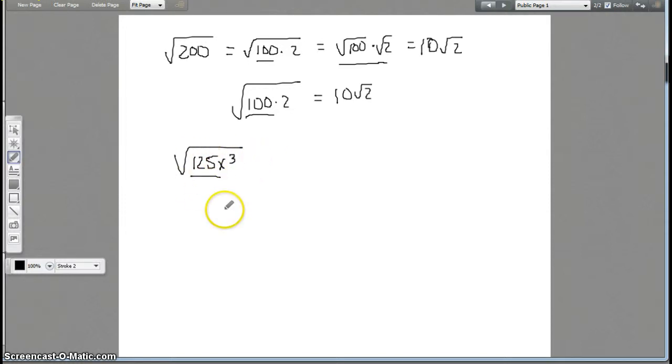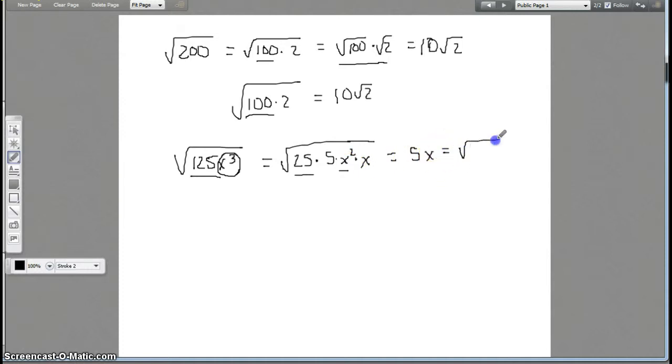Now, when I look at 125, the biggest square factor in that, in fact, the only square factor in 125 is 25. So I'm going to write 125 as 25 times 5. Now I'm going to look at my x cubed. What is my biggest square factor in x cubed? Well, that would be x squared. But then I still have an x left over. So what I'm going to do now is pull out my two squares. When I pull out the 25, it becomes a 5. When I pull out the x squared, it becomes an x. That's because the square root of 25 is 5 and the square root of x squared is x. And then what's left behind in the square root are my 5 and my x. So, oh, sorry, I did not mean to put an equal sign in here.